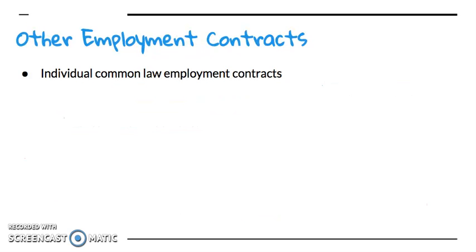Some other employment contracts. We've got individual common law employment contracts, or just common law contracts. These exist when an employer and an individual employee negotiate a contract covering pay and conditions. These are more common in the private sector, particularly in non-union enterprises or managerial professional levels. We've got independent contractors, often known as consultants or freelancers. They undertake work for others. However, they don't have the same legal status as an employee.